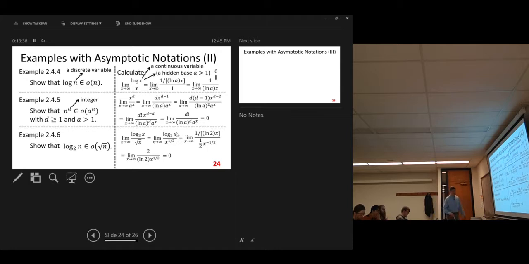Now, our conclusion. We go back to the discrete variable n. So we have that limit with the discrete variable n. Then our conclusion, based on the definition of little o, we have this. So all three little o examples: calculate the limit, L'Hopital's rule.